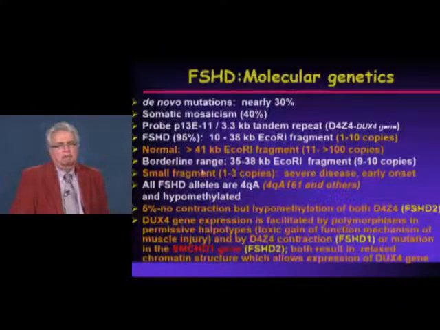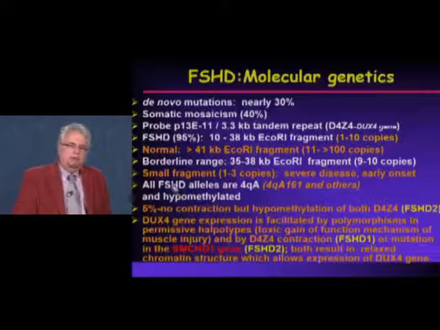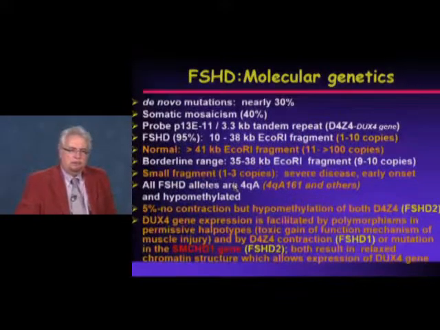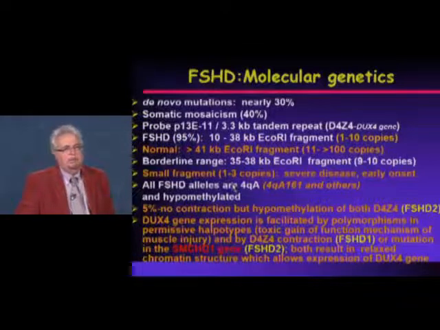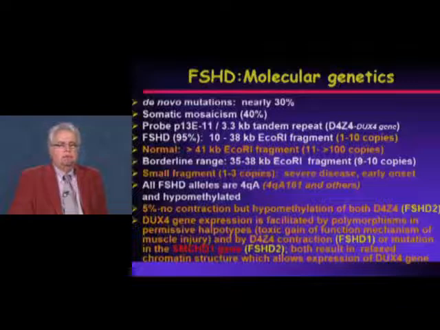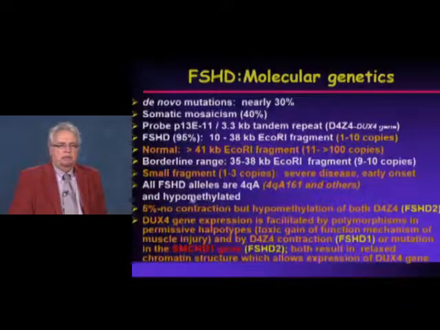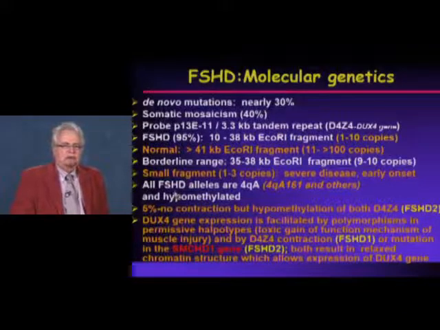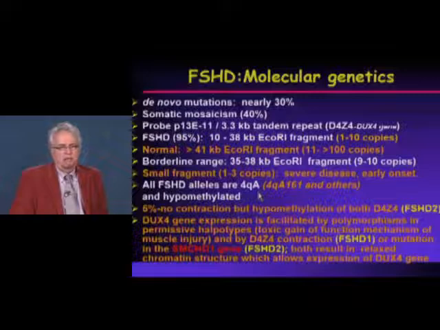Then we have a borderline range between 35 and 38 kilobases, which is intermediate, where sometimes the phenotype can be unpredictable. We do know, however, that if you have a very small fragment, like 1 to 3 copies of the repeat, you usually end up with severe disease, which we call congenital FSH muscular dystrophy. Now, there are patients who have contraction of this repeat and did not have FSH. One reason for that is that in order to develop FSH muscular dystrophy, this has to happen on a background of a 4qA haplotype, and that area has to be hypomethylated.